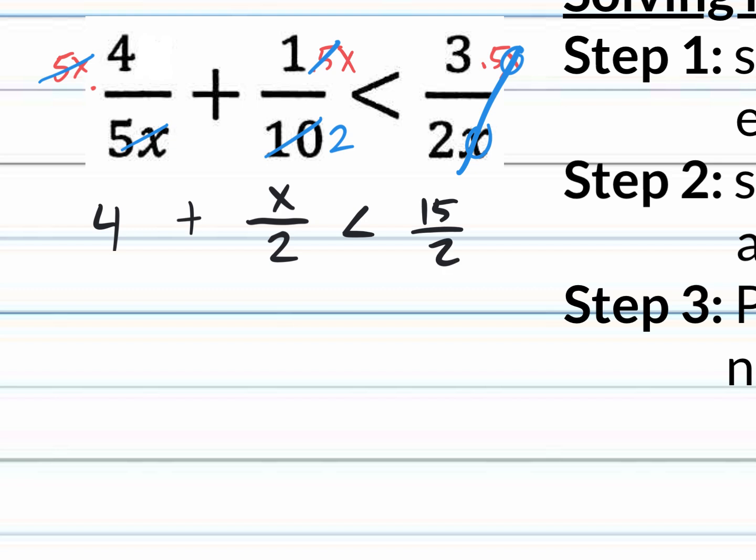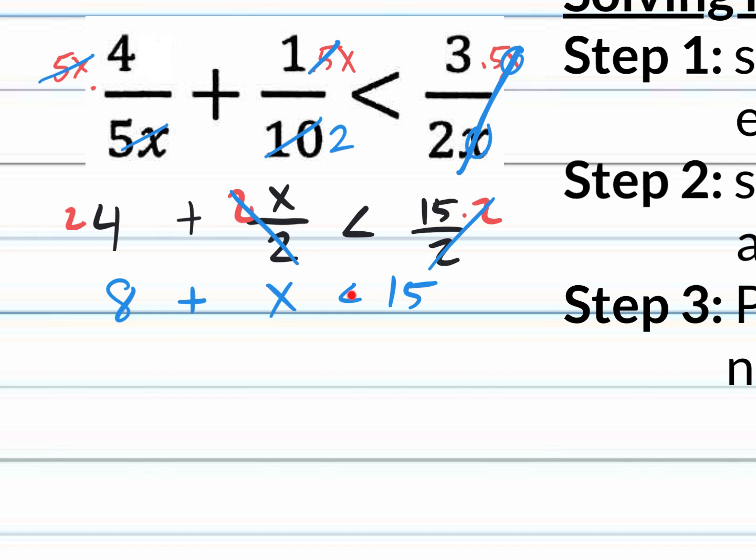So now, obviously, let's cancel out those other fractions by multiplying everything by 2. This times 2, this times 2, that times 2. So 2 times 4 is 8, plus, that guy cancels out, x, that comes down, this cancels out, 15. What do you think so far? Pretty easy, right? Okay, so now let's get x by itself.